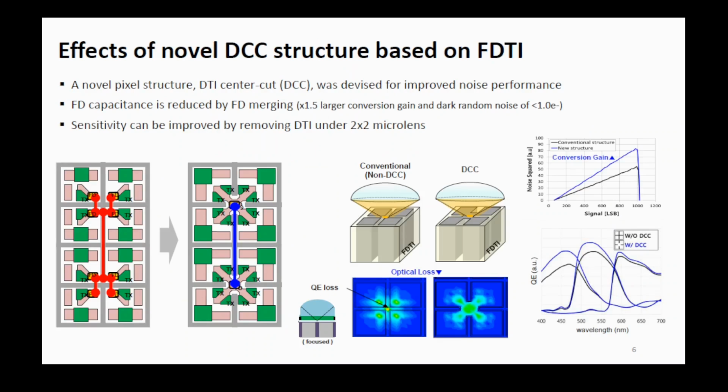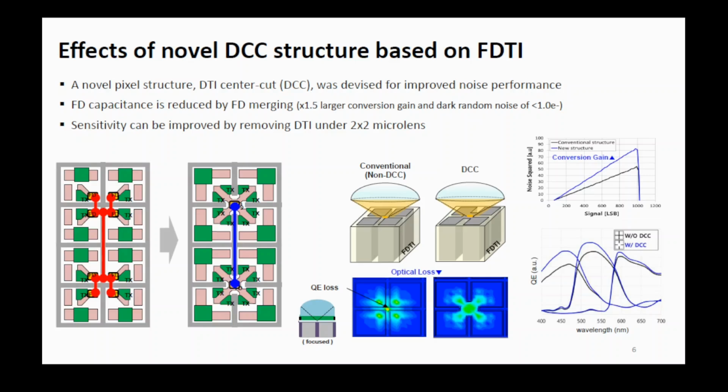At the beginning, I explained that we have searched for the optimized structure for 50 mega and 200 mega sensors based on FDTI. That is the novel pixel structure, which is called DCC, DTI center cut. It was a device basically for improved noise performance.